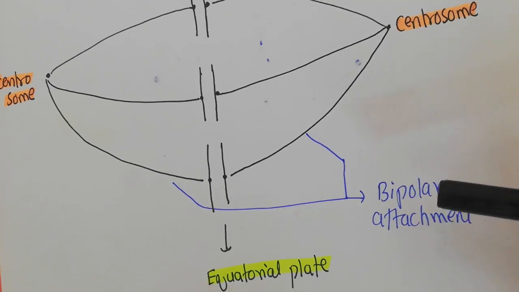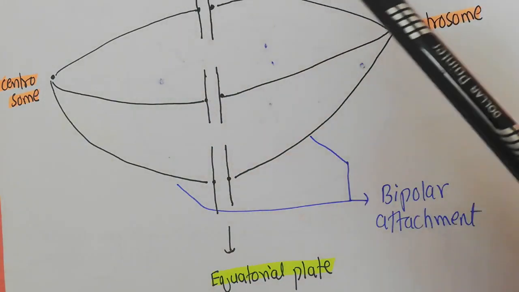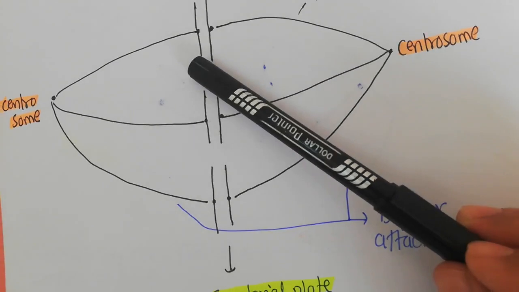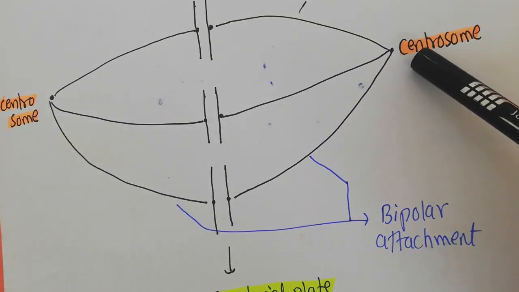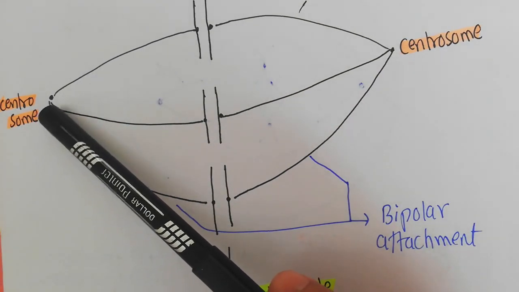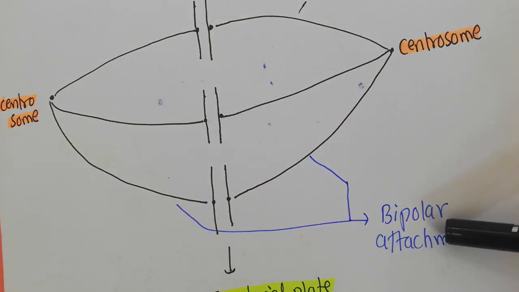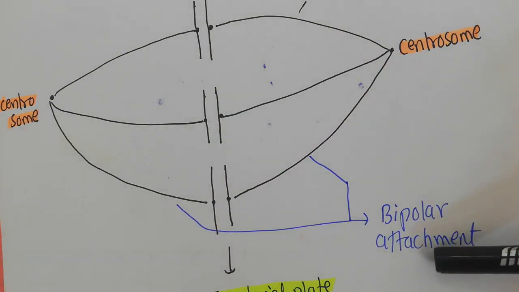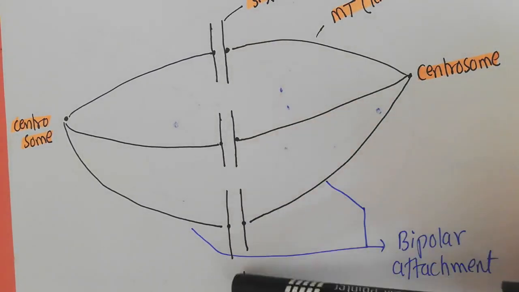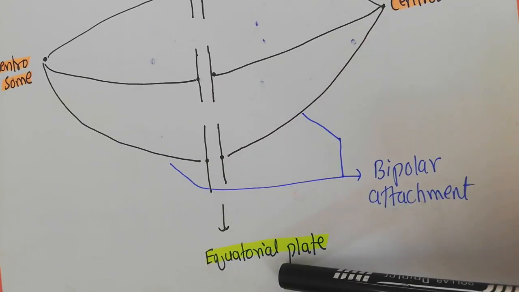Now if you look at this figure, this is one pole, this is another pole of the cell, and this is one member of the pair of the sister chromatids. So it is attached to this centrosome. The other member of this pair is attached to this centrosome. So you are actually talking about the attachment of this pair to two poles, and therefore we call it the bipolar attachment. This bipolar attachment is bringing all of the pairs of the sister chromatids to the middle of the cell, which we usually call the equatorial plate.